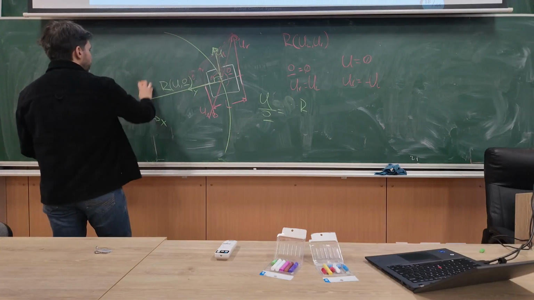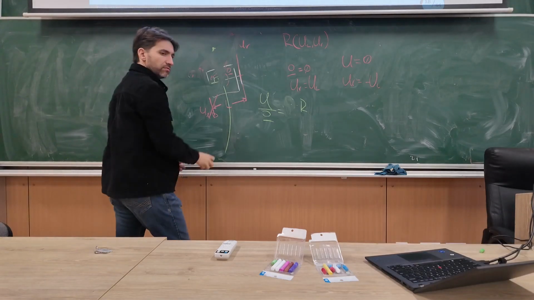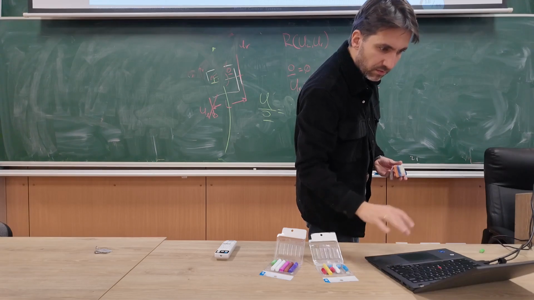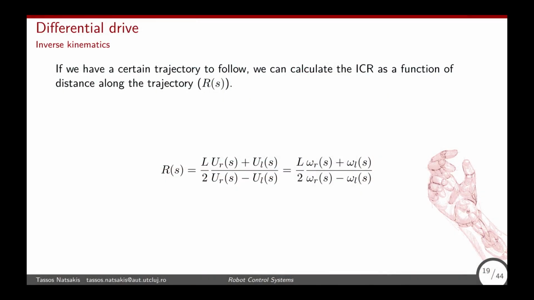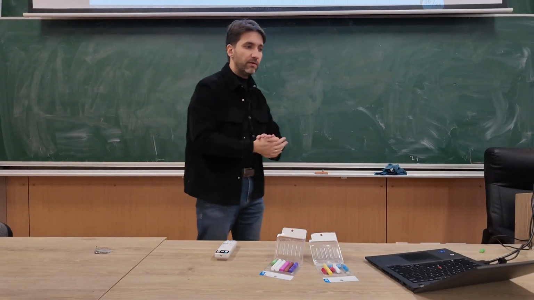So let's say, and by inverse I mean I have a trajectory, and I have calculated the curvature of the trajectory along the trajectory. Okay, so that's R(s), where s is the distance along the trajectory.